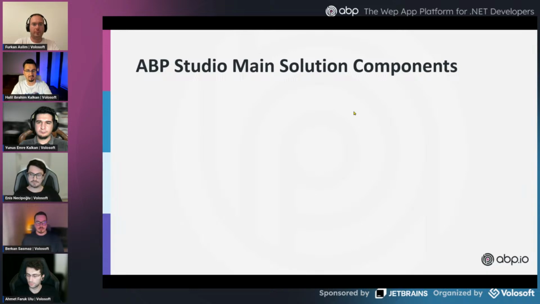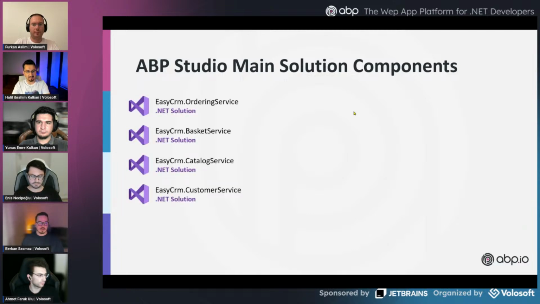But first, I want to explain the components of an ABP Studio solution. As I said before, one of the main purposes of ABP Studio is to control multiple .NET solutions in a single application. So, for example, in a large solution, for example, a microservice system, we may have an ordering service, a basket service. They all have their own .NET solution. So when you open that basket service, for example, you only see the projects related to basket service.